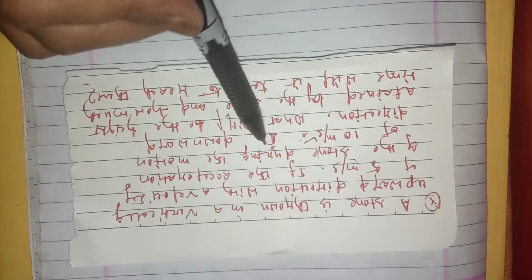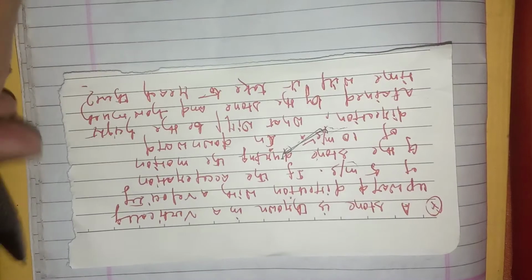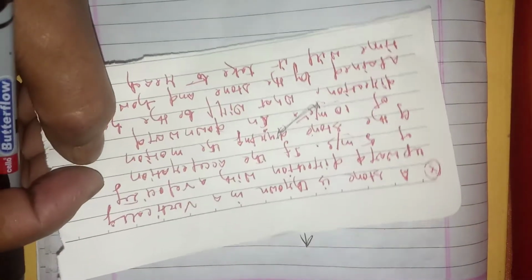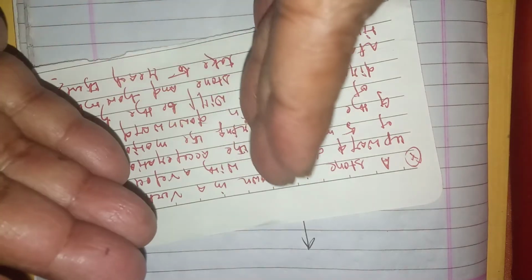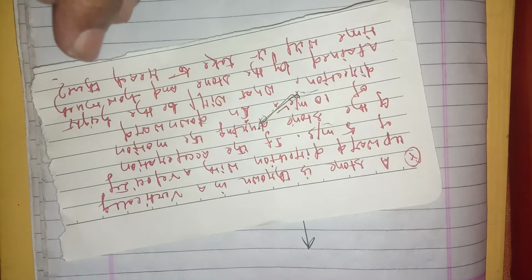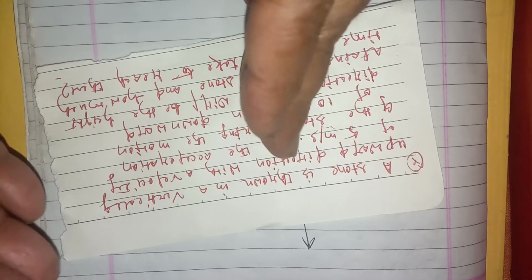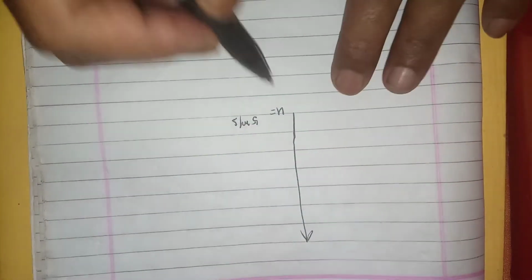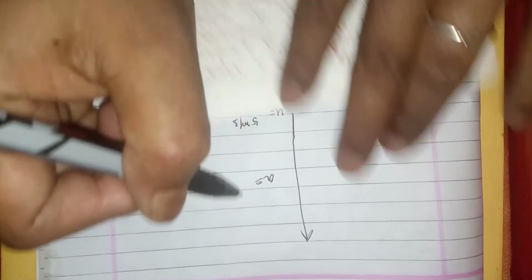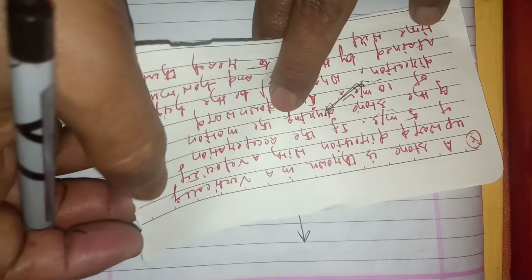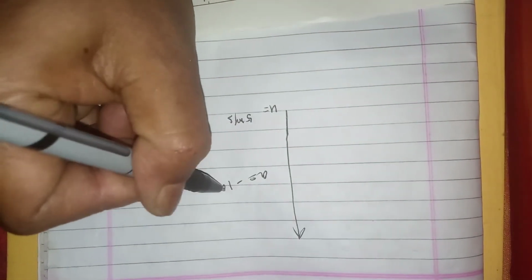If the acceleration of the stone during the motion is 10 meters per second square, what is the acceleration of the object which is moving in the upward direction? Acceleration is 10 meters per second square, but remember, when the object moves upward, its velocity constantly decreases. So deceleration takes place, which means whatever acceleration you put here, you have to give a minus sign. Since the velocity is decreasing, negative acceleration takes place, so minus 10 meters per second square.